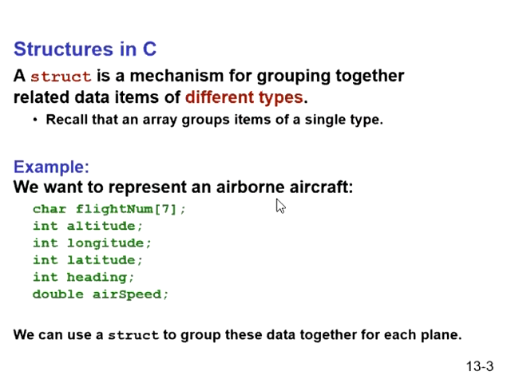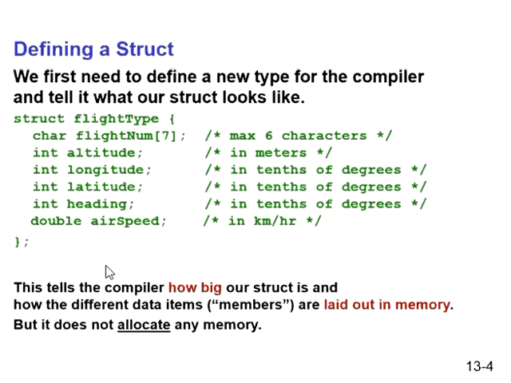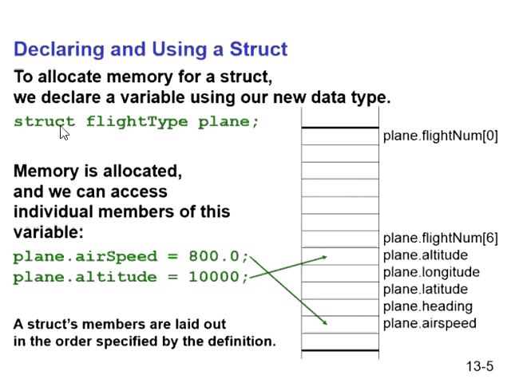For example, you have an airborne aircraft. There is a lot of different information for one airplane. So we can group them together in a struct with a name. We use the keyword struct with the name, flight type, and inside we have much information. They are the elements of the struct. We can use it for declaring the variable plan with the struct name flight type.